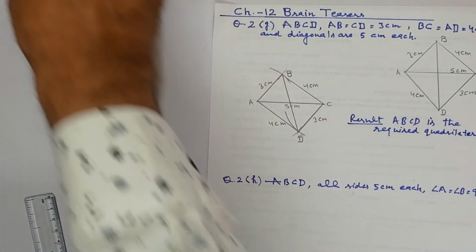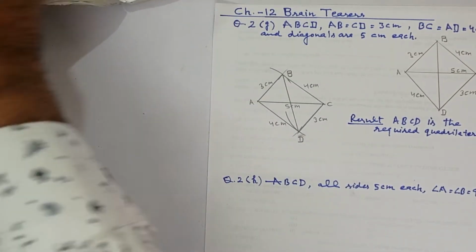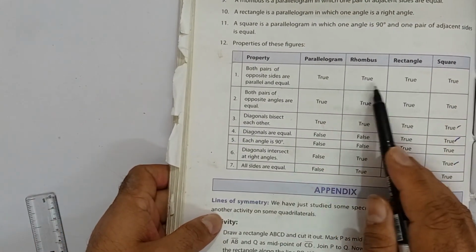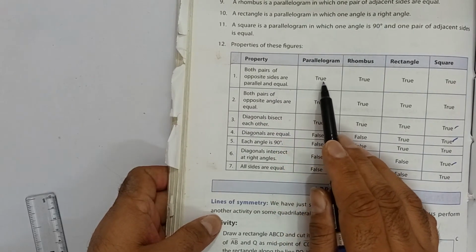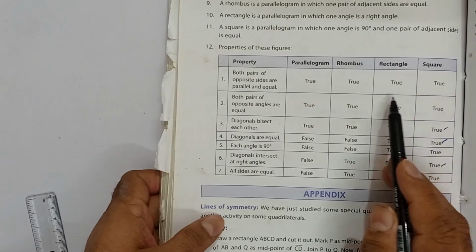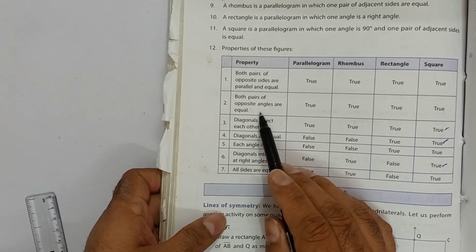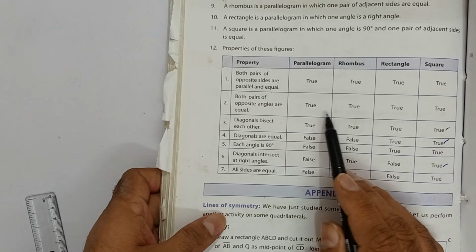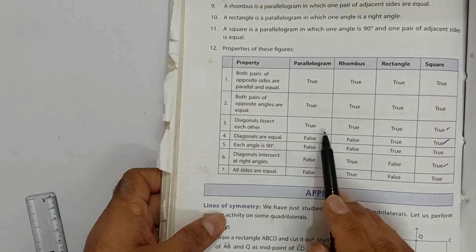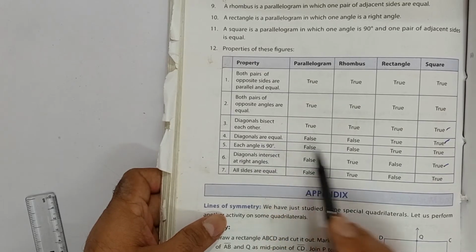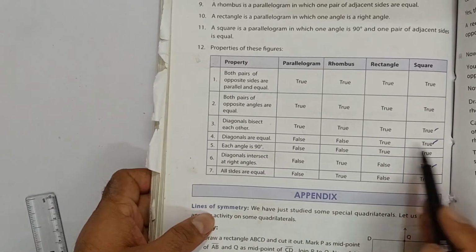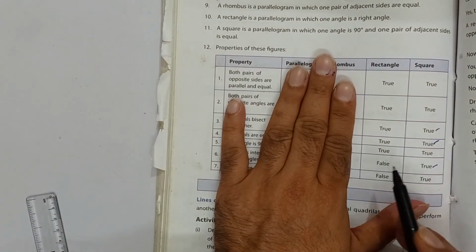Now we are to check what type of quadrilateral this is. So I am showing one table to you. You can see here both pairs of opposite sides are parallel and equal. It is happening in parallelogram, rhombus, rectangle, square. Both pairs of opposite angles are equal. It is also true in all. Diagonals bisect each other. It is also true in all. Diagonals are equal. And it is possible only in a rectangle and square. So these options can be neglected.